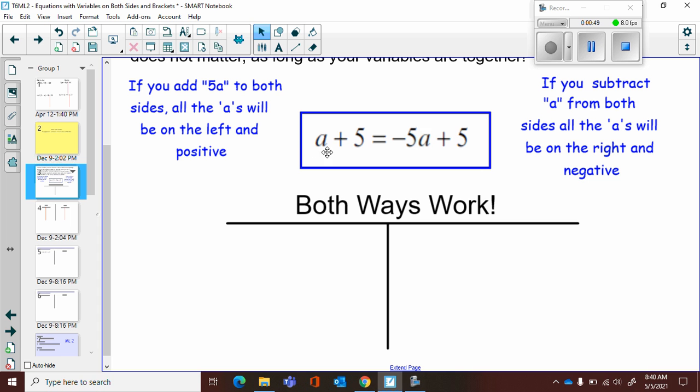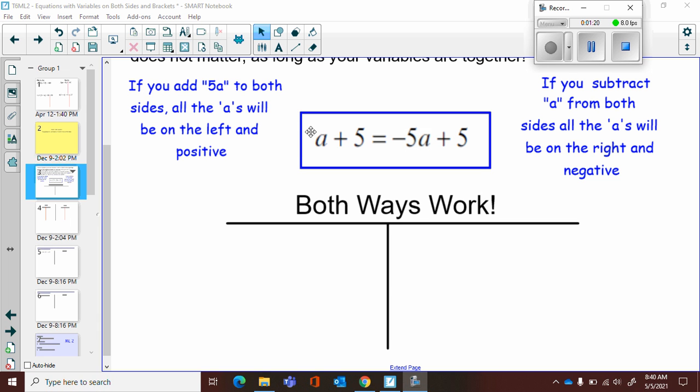For this example, a plus 5 equals negative 5a plus 5. So we can see that we have a's on both sides of this equation. We have a single a over here and we have a negative 5a over here. So there's two ways that we can do this. We can either take this negative 5a, get rid of it, and move it to the other side. In that case, all of the a's will be on the left and they'll be positive.